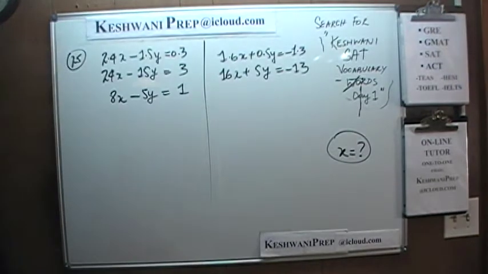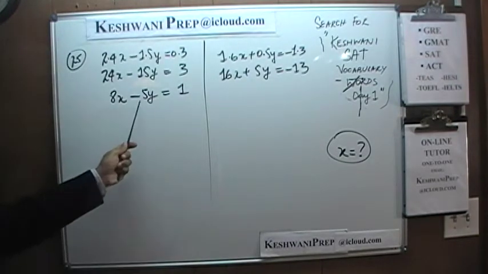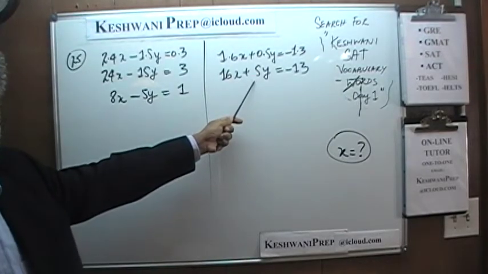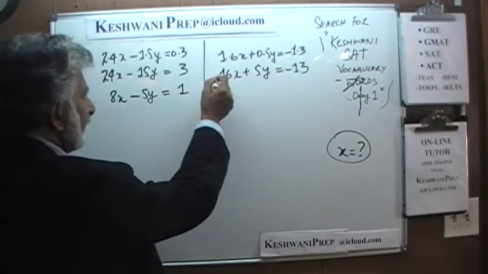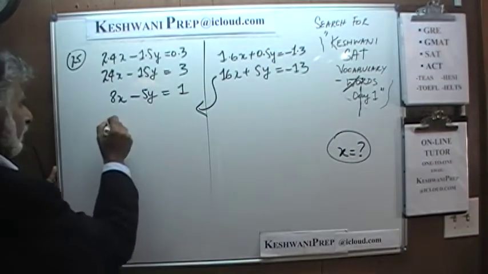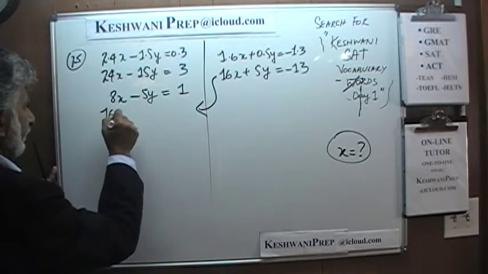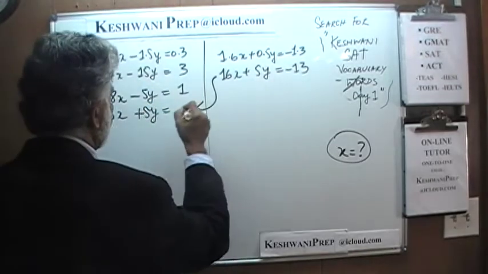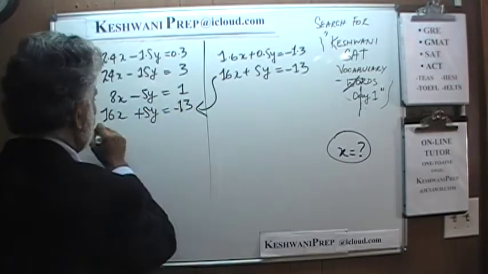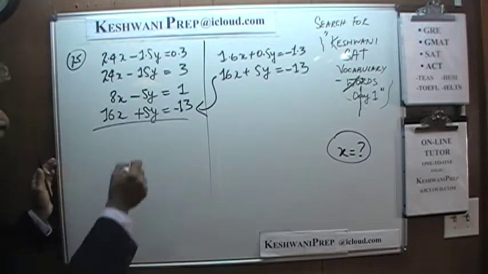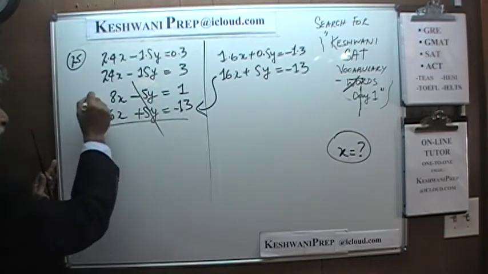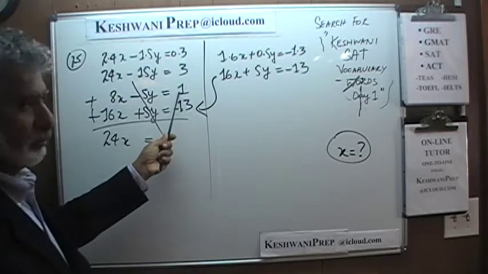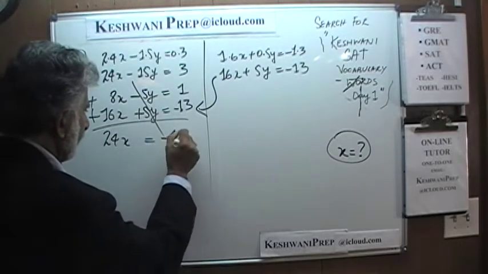You notice something? You should notice something. What we notice here is that we have a negative 5y, we have a positive 5y. Voila! Life is very simple now. Let's simply take this equation and add it to that equation. 16x plus 5y equals negative 13. Negative 5y, positive 5y, we can cancel out. We are adding the two here, obviously. So we can have 24x equals negative 13 and a positive 1 is negative 12.